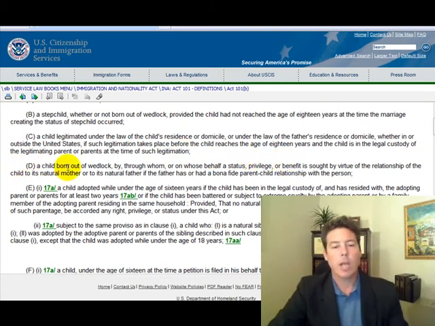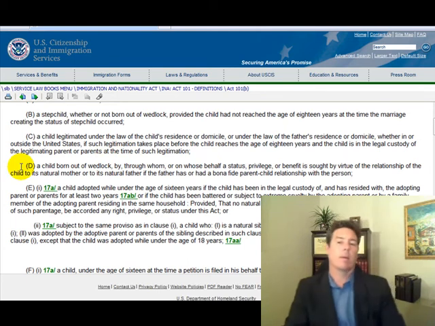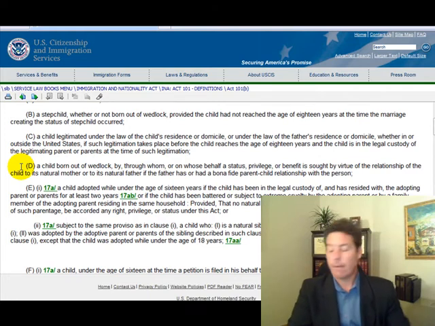D. A child born out of wedlock by, through whom, or on whose behalf a status, privilege, or benefit is sought by virtue of the relationship of the child to its natural mother or to its natural father, if the father has or had a bona fide child relationship with the person. So this one is an out of wedlock child.